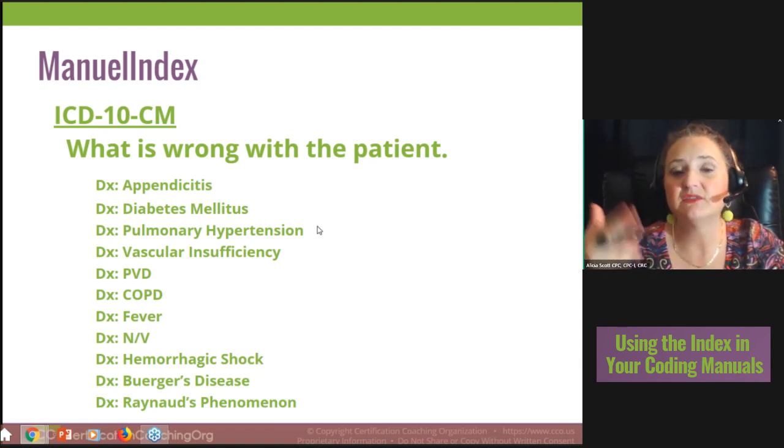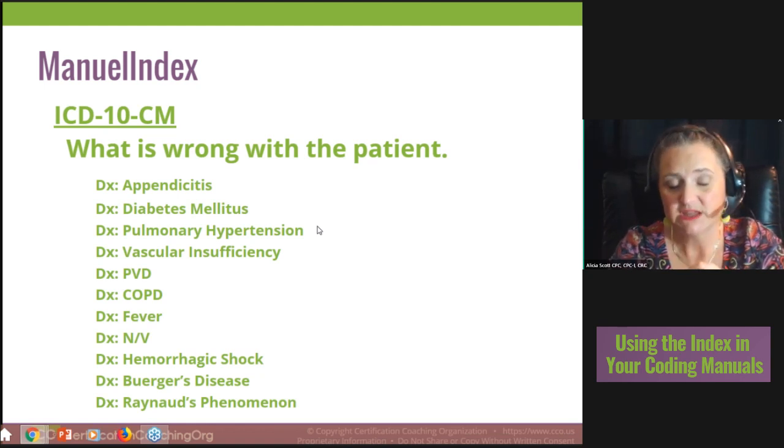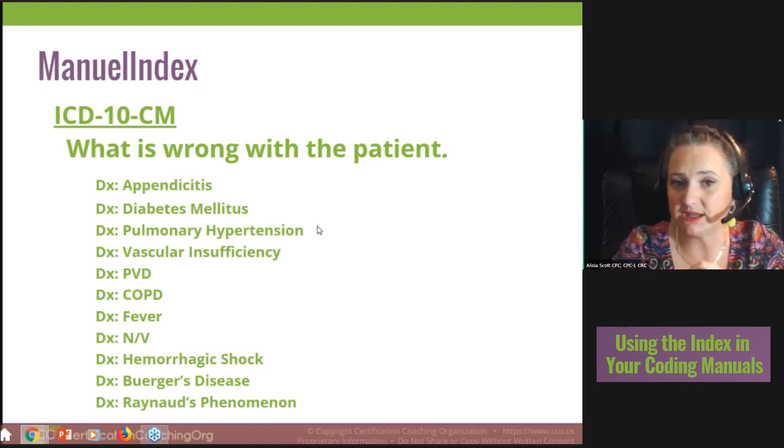Think of it as an adjective. What does the patient have? The patient doesn't have mellitus. They have diabetes. What type of diabetes do they have? They have diabetes mellitus. And then we want to know if they have type 1 or 2. So the keyword that you're going to look up is diabetes.